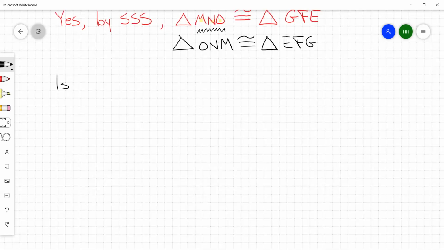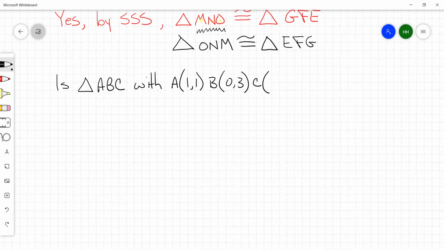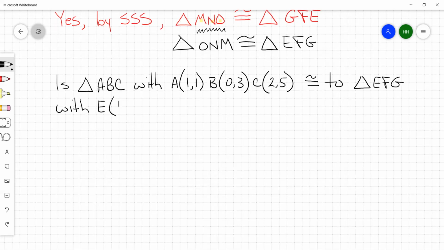Is triangle ABC with A at 1, 1, B at 0, 3, C at 2, 5, congruent to triangle EFG with E at 1, negative 1, F is at 2, negative 5, and G is at 4, negative 4.